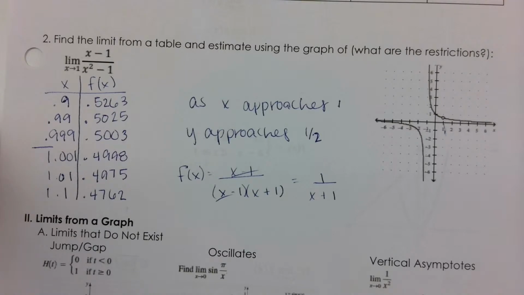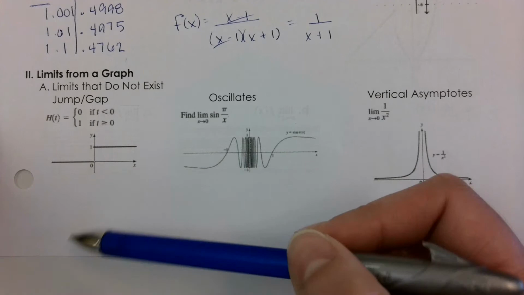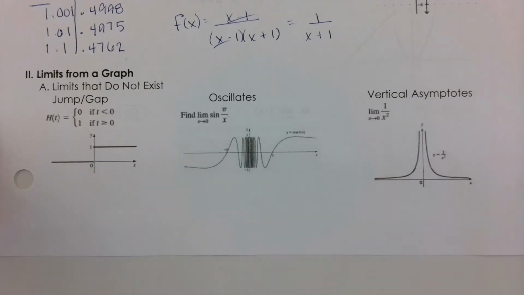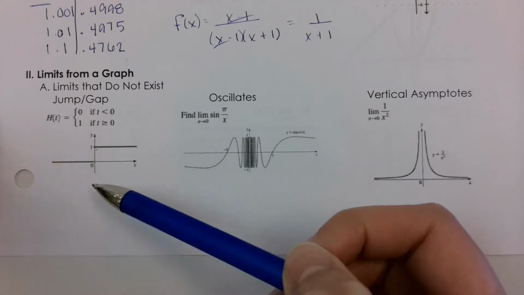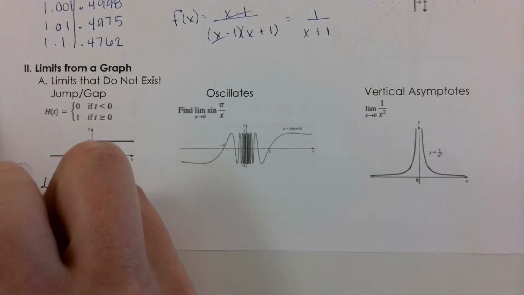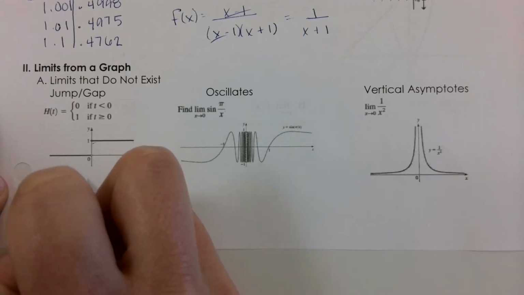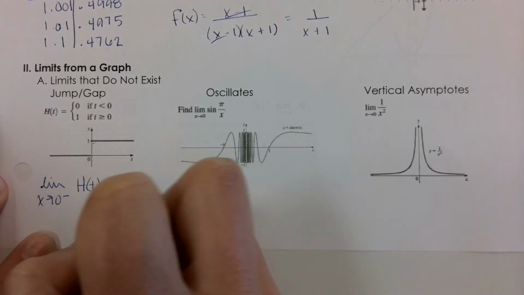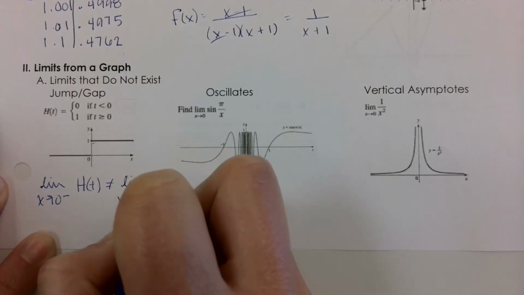All right, so there are a few cases where limits do not exist. Those are at the bottom of your page right here. So if you have a jump or a gap, and essentially it's just saying that the left-hand side and the right-hand side do not come into the same place, then the limit is not going to exist at that point. So for this graph, we are at 0 and then we jump up to 1. So the limit as x approaches 0 does not exist. The way that you could prove that, you would say the limit as x approaches 0 from the left of h of t does not equal the limit as x approaches 0 from the right of h of t.